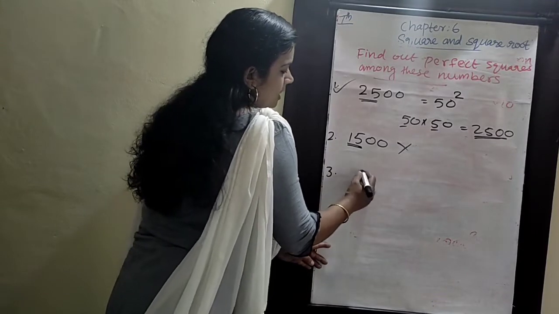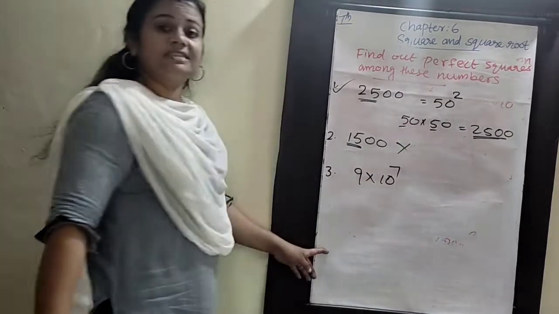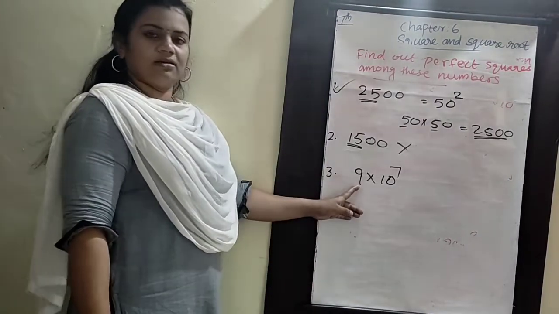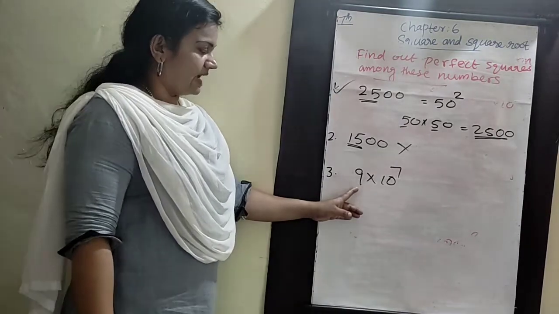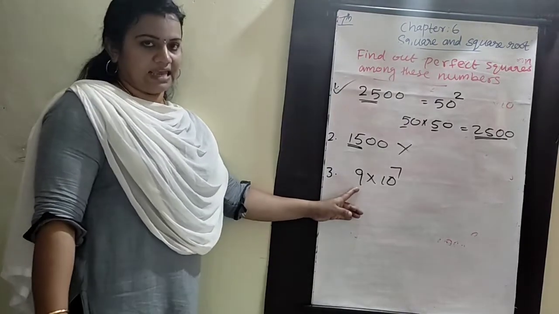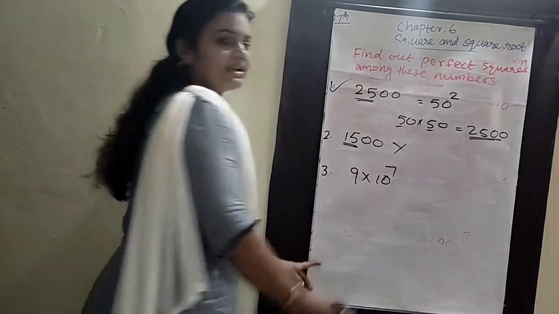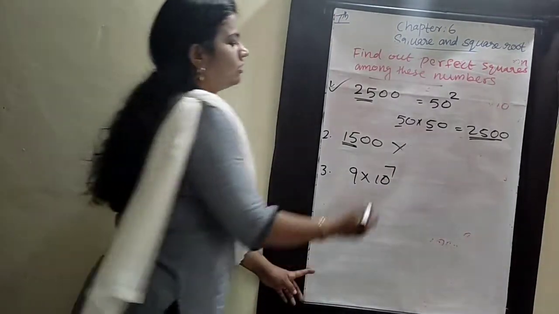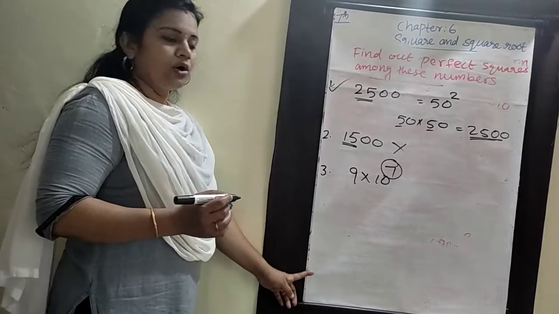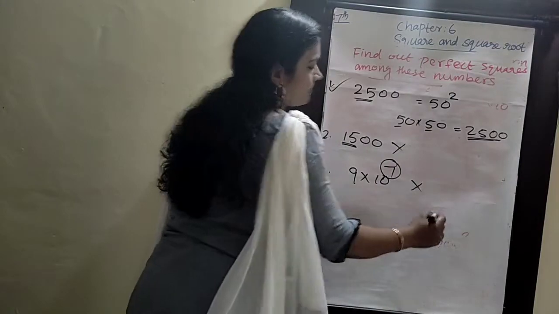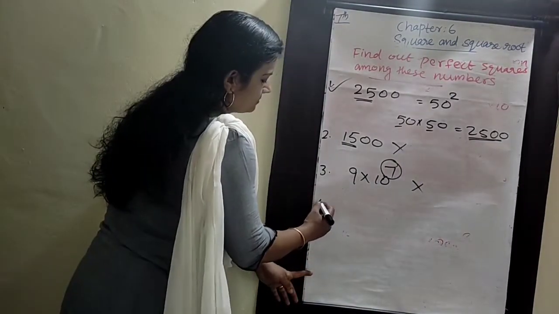Then what is the next number? 9 into 10 raised to 7. Then 9 is a perfect square. 9 is the square of 3. So is 10 raised to 7 a perfect square? No, because 7 is an odd number. So this is not a perfect square. The next one.